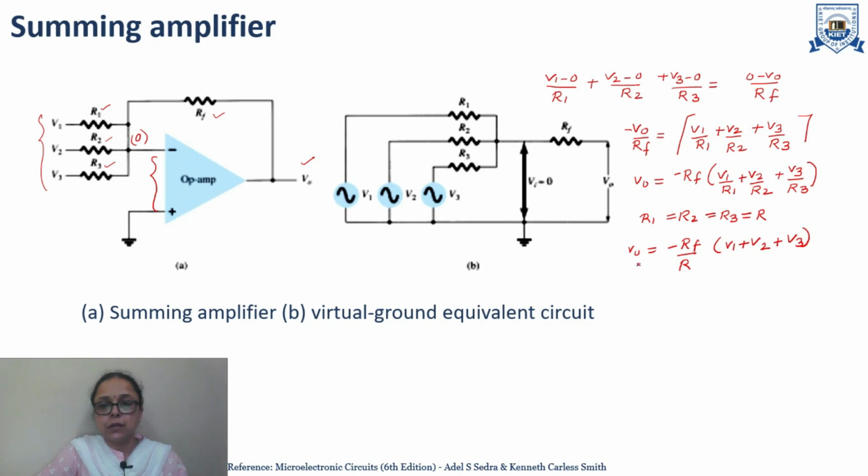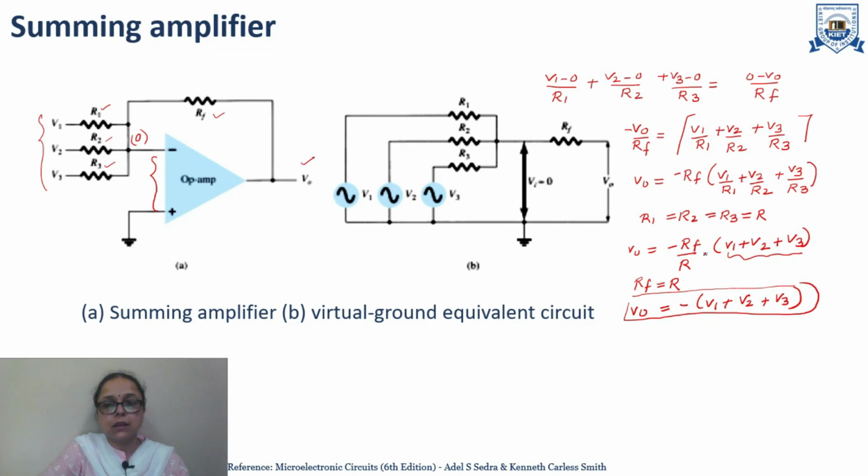If we arrange this equation, we get VO is equal to minus RF by R times (V1 plus V2 plus V3). And if RF is equal to R, it can be written as VO equal to minus (V1 plus V2 plus V3). So under these conditions, the output of the amplifier will be the summation of the input signals, and if we have RF and R with different values, then we will get the summation of inputs with a certain ratio, that is RF by R. So this is the summing amplifier.